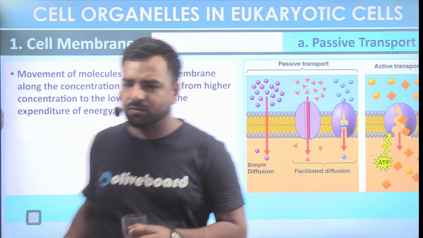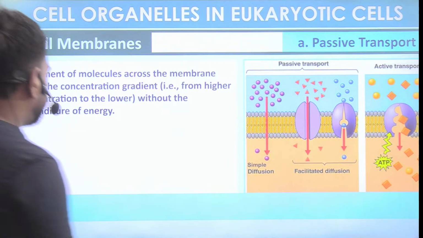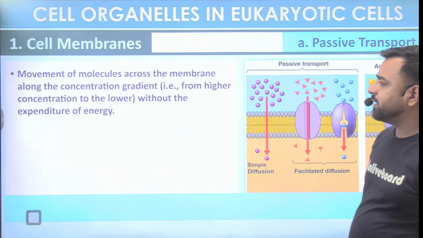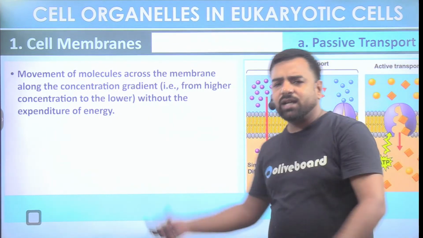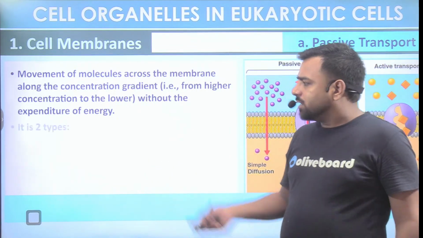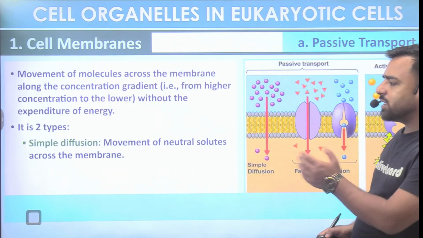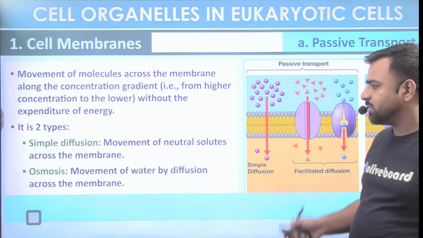One second, please check this slide. Yeah. So what is the point? It's the movement of the molecules across the membrane along the concentration gradient, that is from higher concentration to lower, without expenditure of energy. And obviously, why would energy be used? Here it's of two different types. Simple diffusion, that is the movement of neutral solutes across the membrane, and the second one is osmosis, that is the movement of water by diffusion across the membrane.